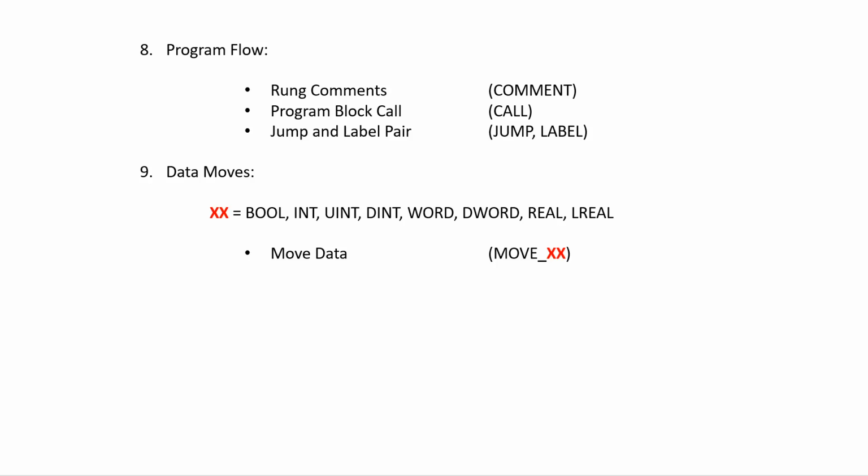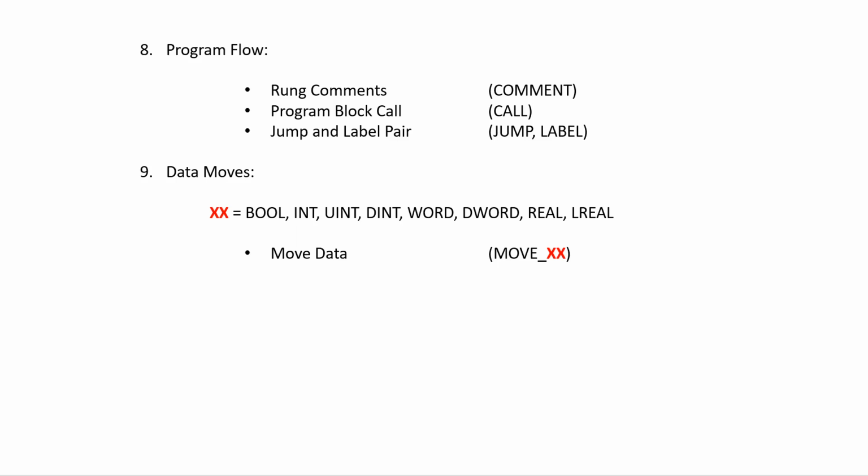Hey everyone, so today's video focuses on program flow and data move instructions when programming with Proficy Machine Edition for an Emerson RX3i PACSystem controller, notably the IC695CPE305. Now when it comes to program flow, there's a couple instructions we'll be touching on, such as run commenting, program block calls, and jump and label pairs.